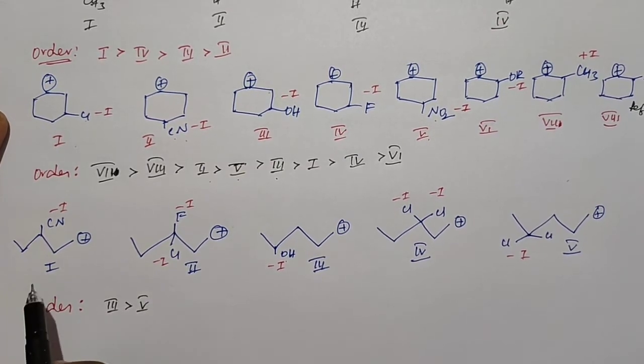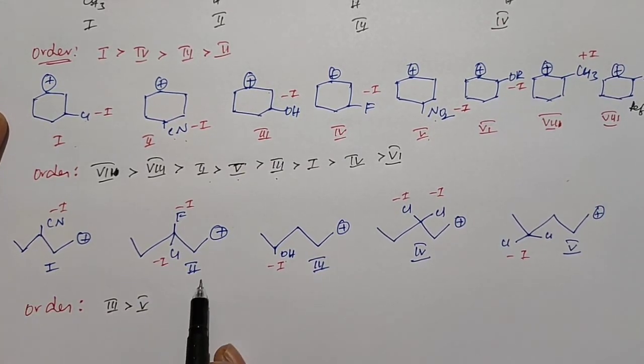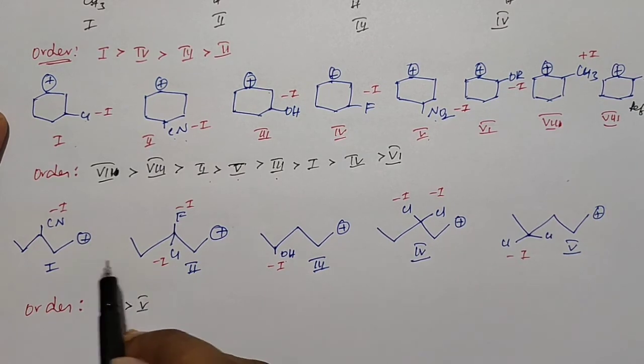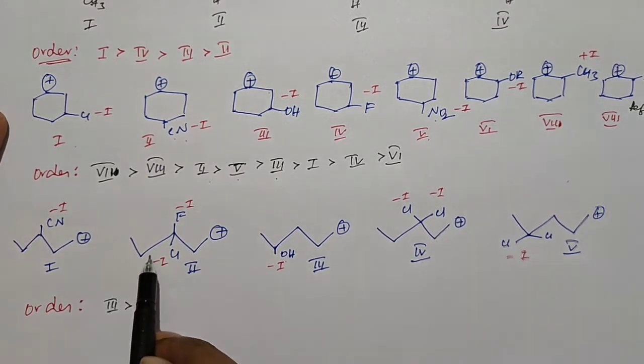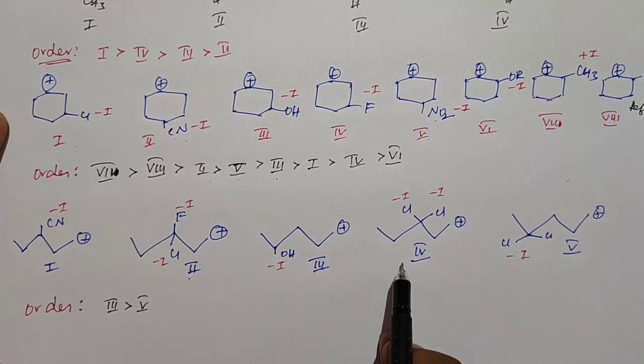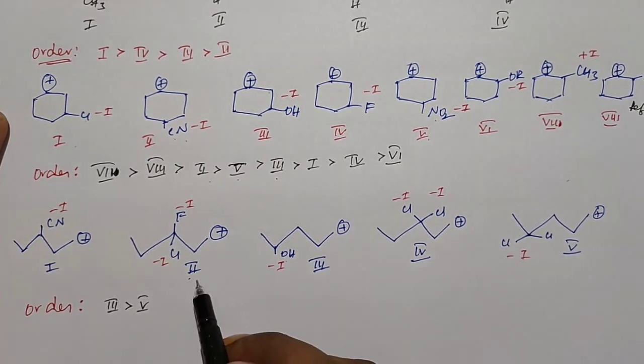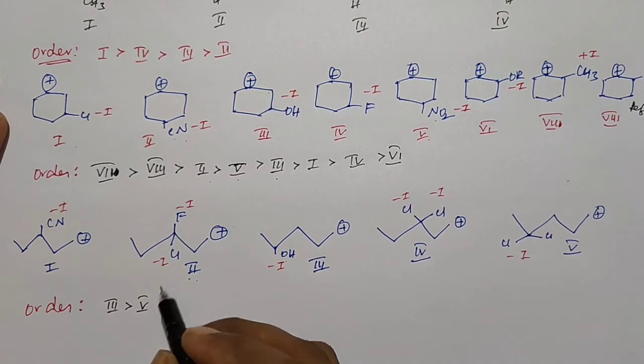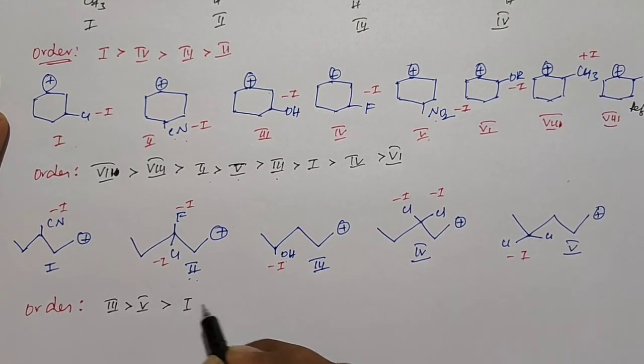After that we need to check 1, 2, 4. In 1, 2, 4 all have minus I groups present in the same position, but in the second structure and fourth structure we have 2 minus I groups at the same position. So here also the number of minus I groups increases. So the stability of the second and fourth structures is less than the first structure. So the next highest stability is the first one.